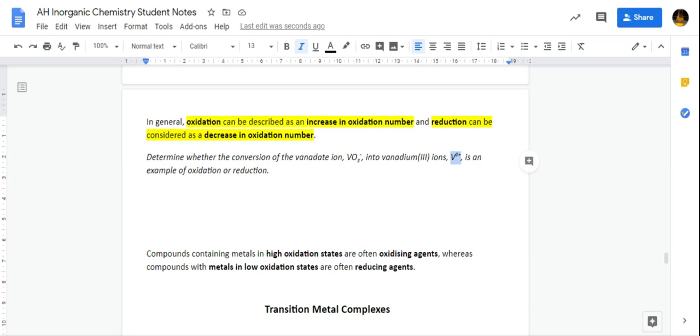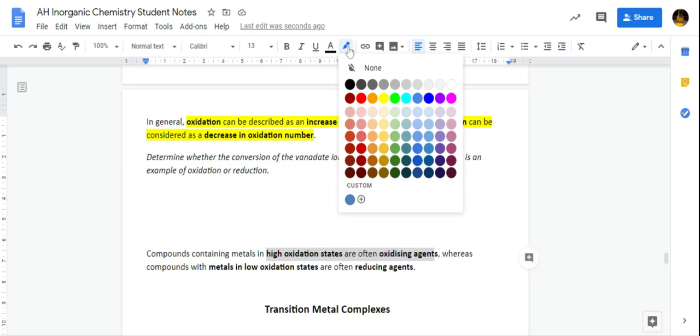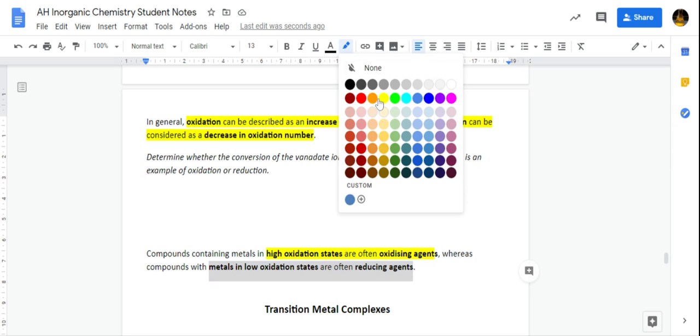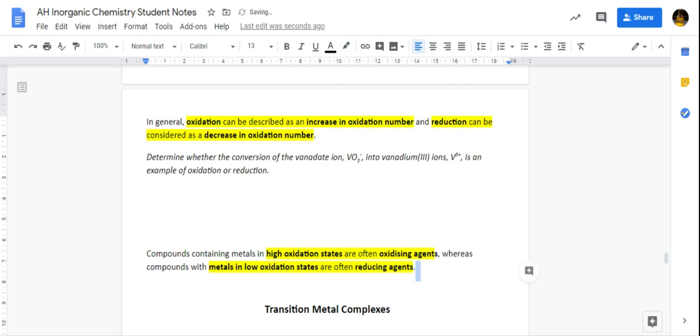If you have metals in high oxidation states, these are often oxidizing agents. If they're already in a high oxidation state, then they themselves are likely to be reduced. Okay, and remember, an oxidizing agent oxidizes something else, it itself is reduced. Metals in low oxidation states are often reducing agents. So they will donate their electrons to something else and themselves be oxidized.